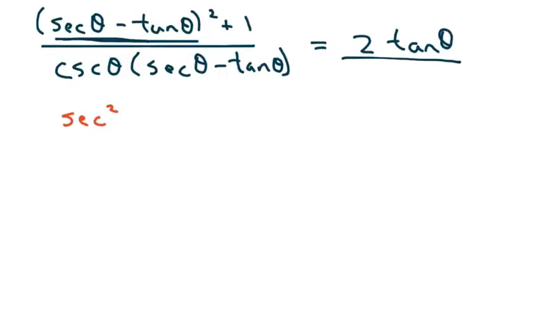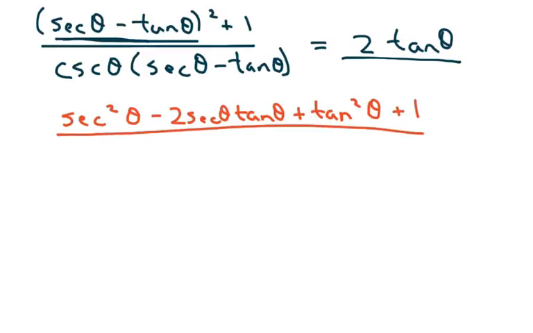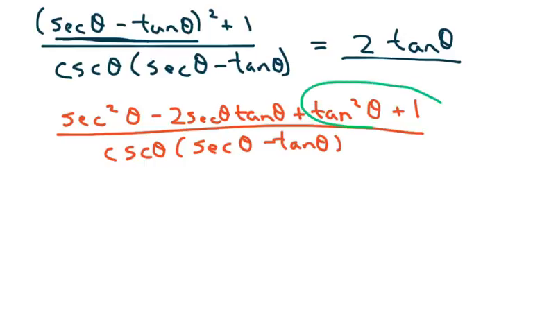That's secant squared minus 2 secant theta tan theta plus tan squared theta plus 1 all over, and I'm going to keep this cosecant theta times secant theta minus tan of theta. Now you should know that tan squared of theta plus 1 is secant squared. So I'm going to write it here. This part right here equals secant squared of theta.